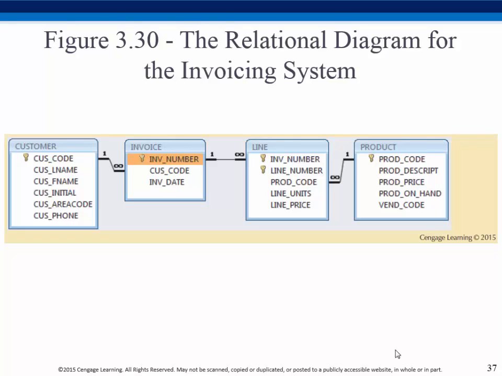Yes and no. You have your customer code listed in two places and your product code listed in two places because it's the primary key in one table and it's the foreign key in another table. So yes, you do have some data redundancy, but it is to create the relationships between the tables.